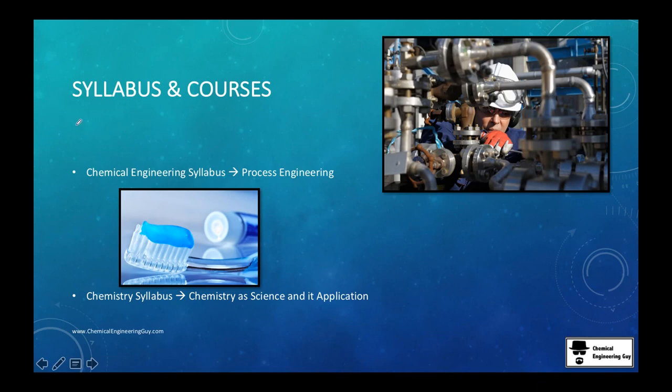In this case, I will show you just very basic stuff we cover in the courses. Chemical engineering is more into process engineering, which means how to create processes to manufacture chemical products. And the chemistry syllabus is more about chemistry as a science and its applications.